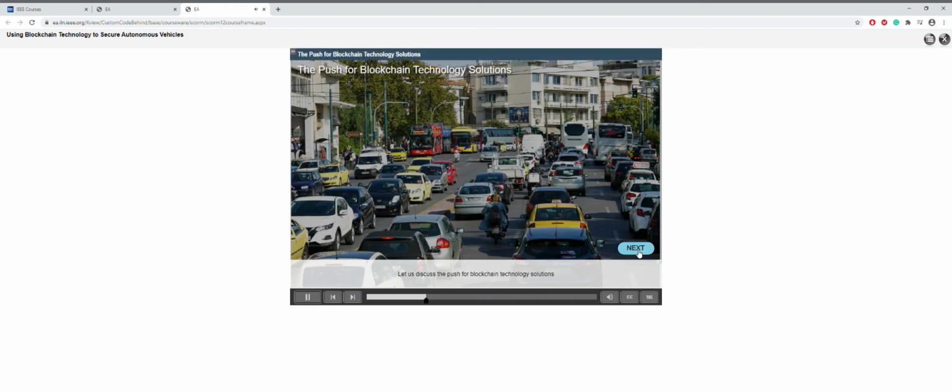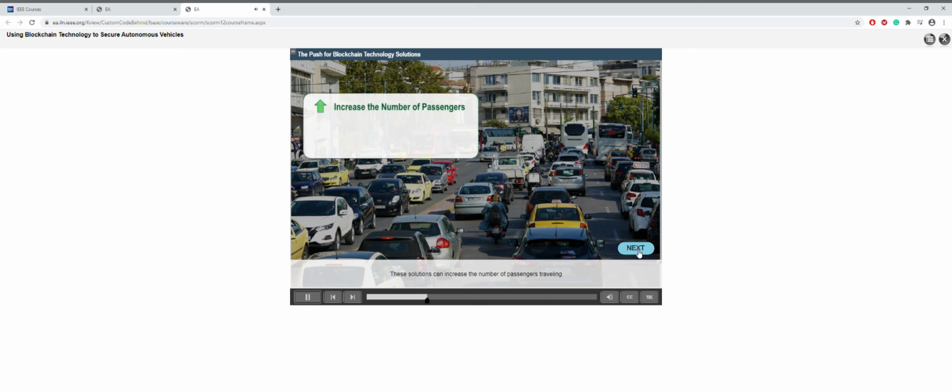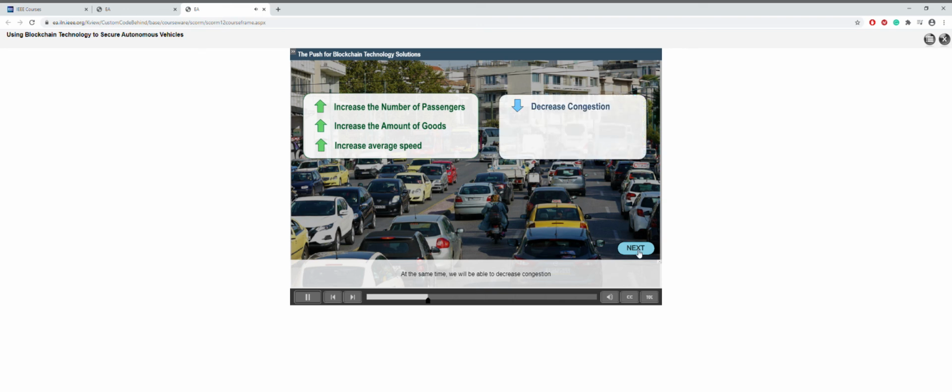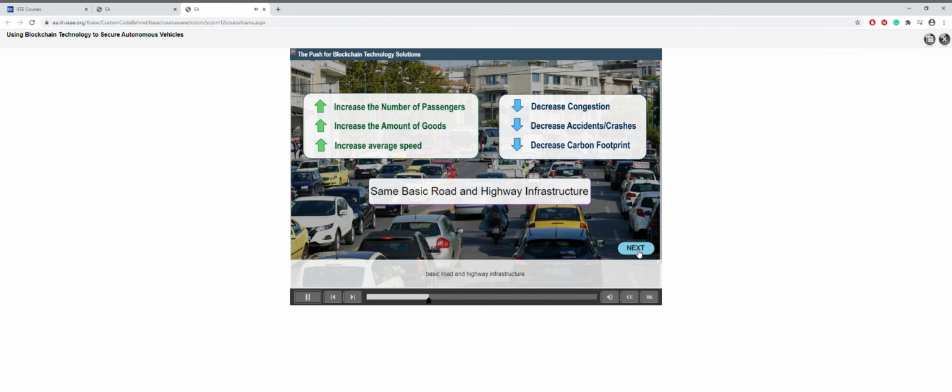Let us discuss the push for blockchain technology solutions and why the motivation for autonomous vehicles is very strong. These solutions can increase the number of passengers traveling, the amount of goods shipped, and the average vehicle speed by a significant amount. At the same time, we will be able to decrease congestion, accidents, and crashes, and the overall carbon footprint. All the above can be accomplished by utilizing the same basic road and highway infrastructure. We will see next how this can be achieved.